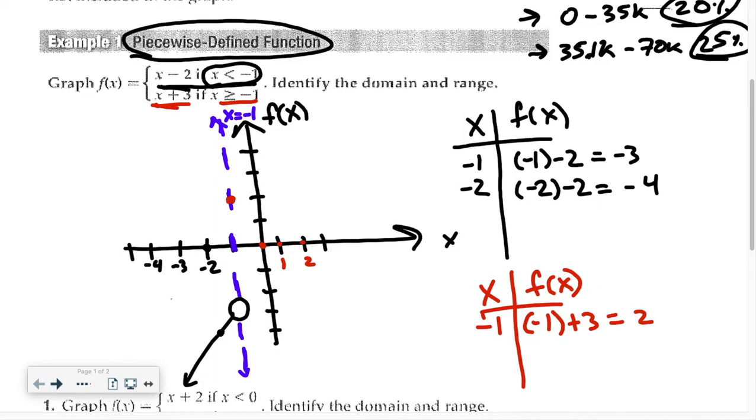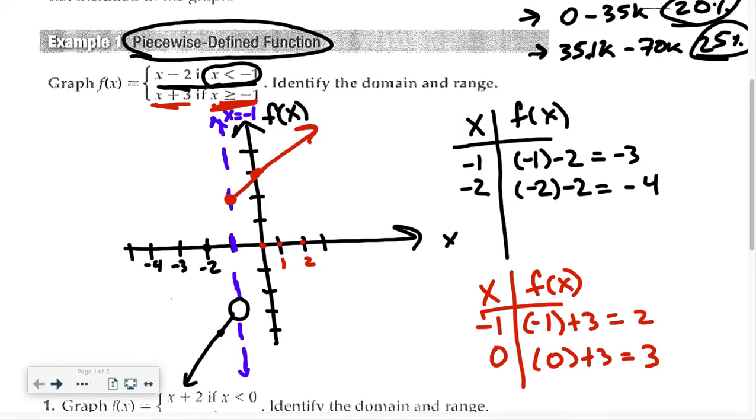Negative 1, 2. Okay. This is going to be a filled in dot because, again, it's greater than or equal to negative 1. And then now we're going to pick numbers that are greater than negative 1, so 0. 0 is greater than negative 1. If we substituted that in, we would get 3. So 0, 3 is a point on that line.